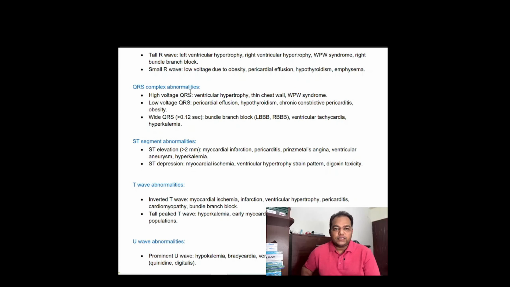The QRS complex abnormalities, high voltage QRS or low voltage QRS, or QRS complex may be wide, that means more than 3 small squares. High voltage QRS complex can be found in ventricular hypertrophy, and low voltage ECG can be found in pericardial effusion or chronic constrictive pericarditis or in case of obesity. And wide QRS complex, that means the width of the QRS complex is more than 3 small squares. It can be found in case of bundle branch block like left or right bundle branch blocks, or in case of hyperkalemia, or in case of VT.